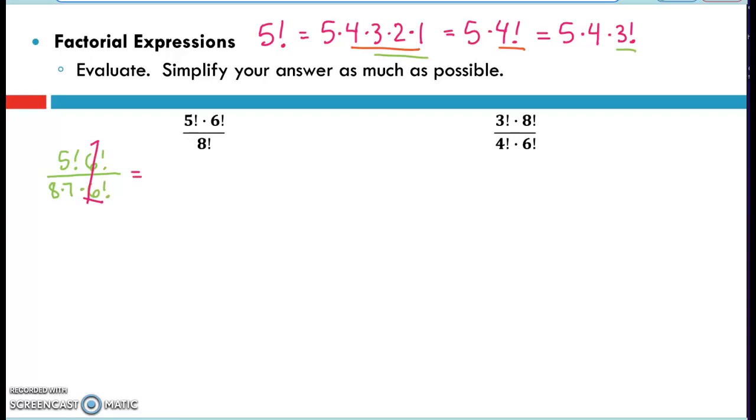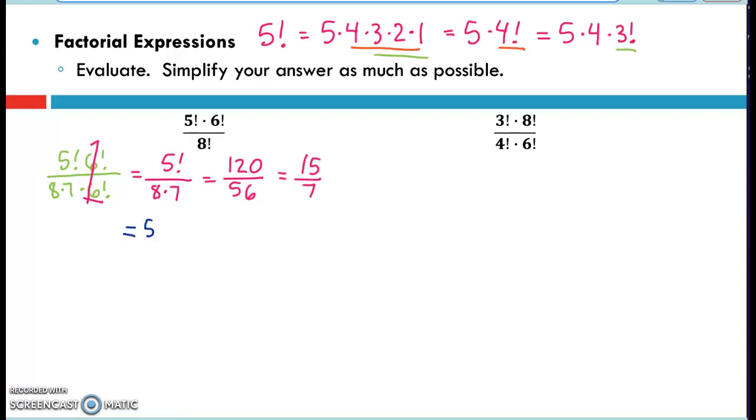So now this equals 5 factorial over 8 times 7. 5 factorial we just found out was 120, and then 8 times 7 is 56. And from here we need to reduce a little bit more. And when we reduce, we will get 15 sevenths. Now there's a simpler way to reduce though, and that's from this point.